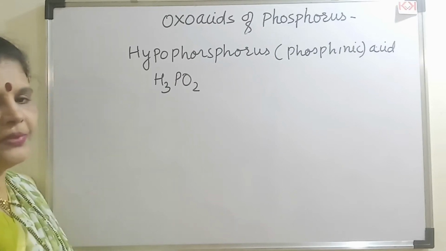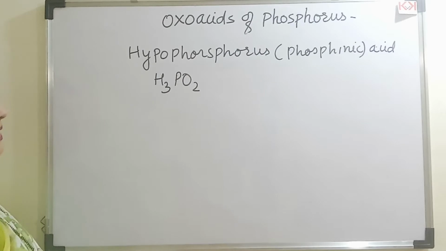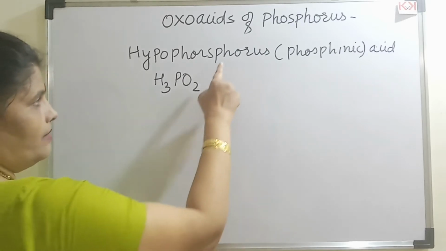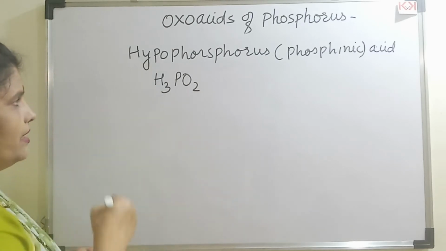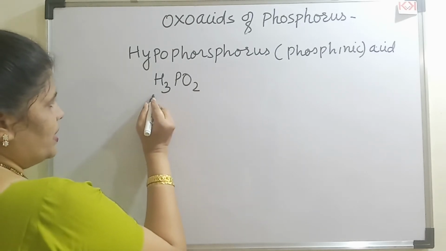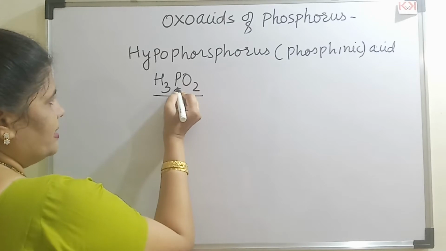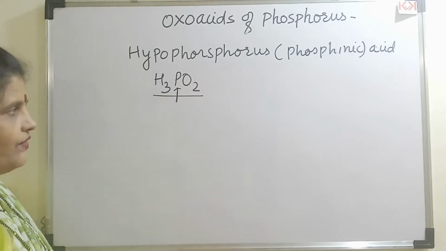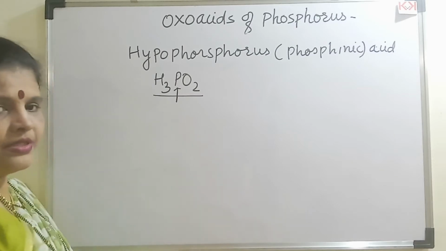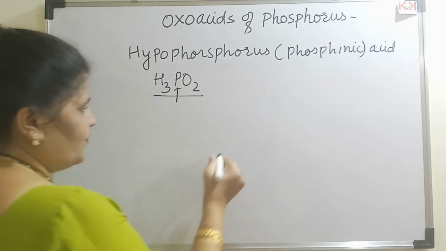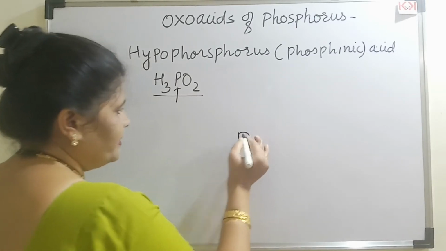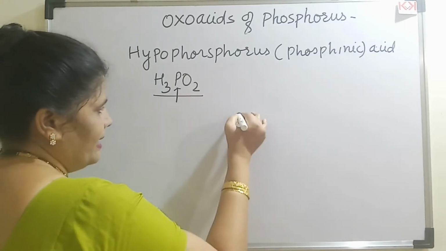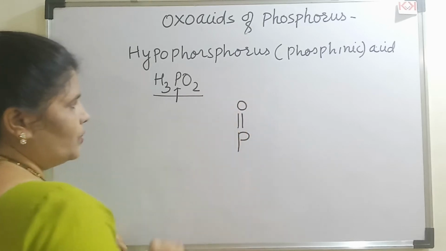So let us start with the first example. The first example is hypophosphorus acid. Students, you have to learn the names and the formula of the acid. Now what you have to do is, if you see the molecule, you have to select the central atom. As we are considering the oxoacids of phosphorus, here in all the examples, the central atom will be phosphorus. So I will write the central atom first, that is phosphorus. Now I will first attach a double bond oxygen to it.